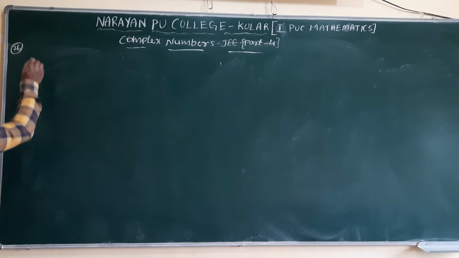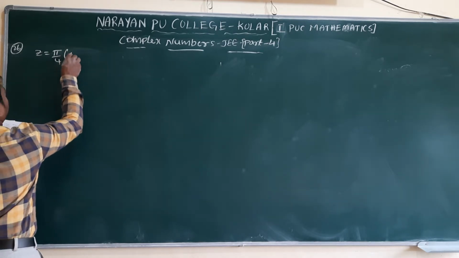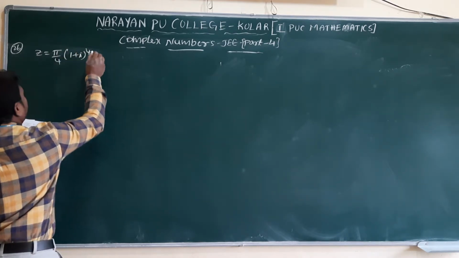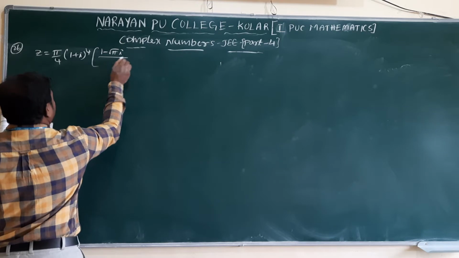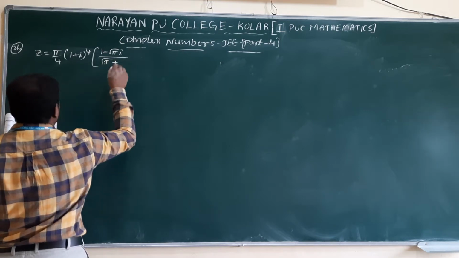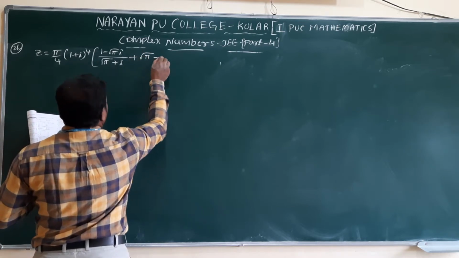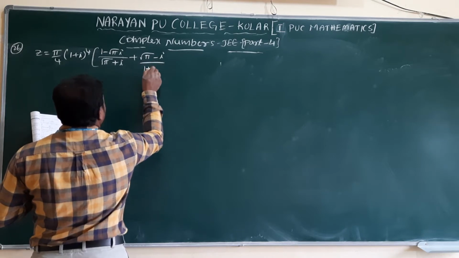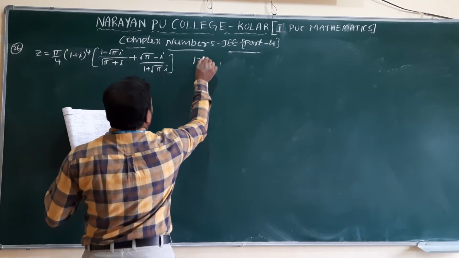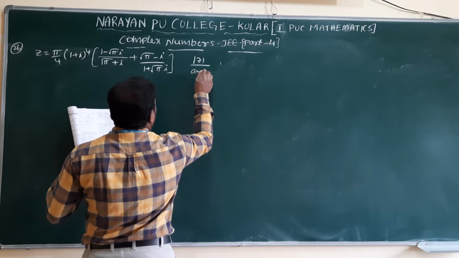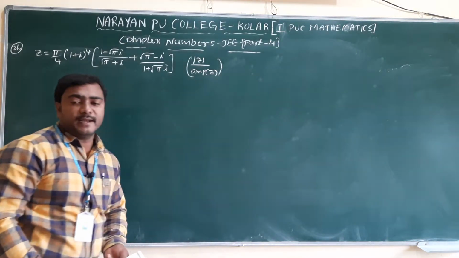If z is equal to pi by 4 into 1 plus i whole power 4 into 1 minus square root of pi into i divided by square root of pi plus i, plus square root of pi minus i divided by 1 plus square root of pi into i, then find the modulus of z divided by the amplitude, or argument, of z. Both are the same.